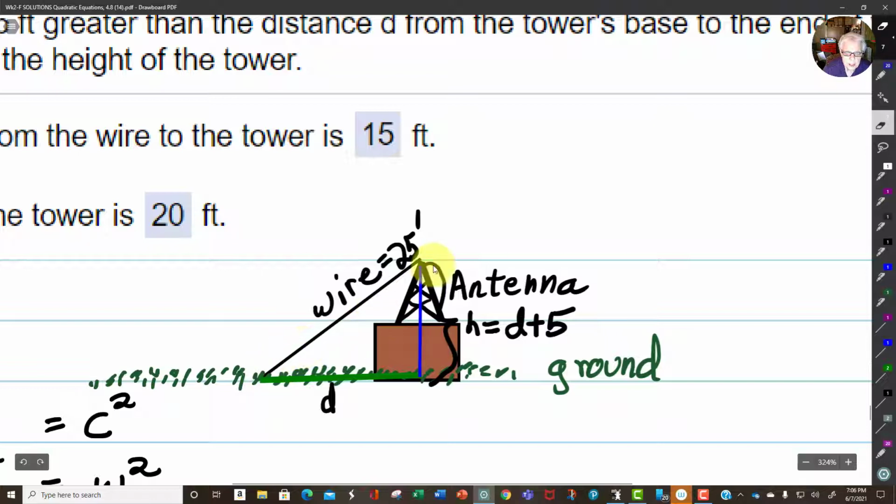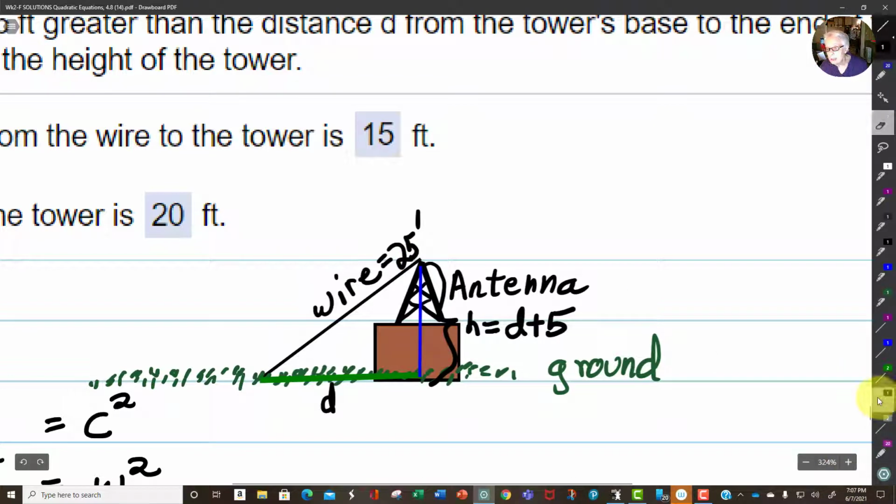Here's the wire that goes from the top of the antenna to the ground. Here's the distance on the ground from the end of the wire to the bottom of the antenna. And here's the height of the top of the antenna above the ground.